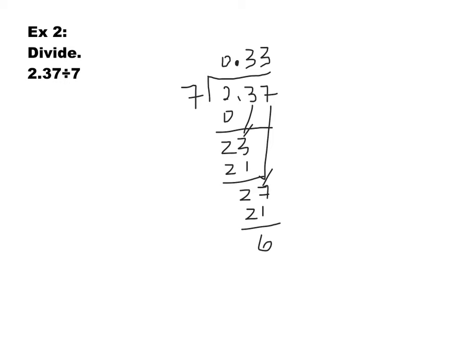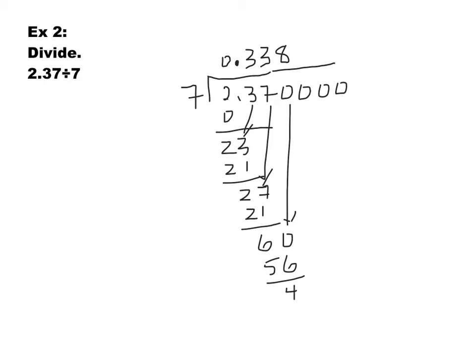Remember that you can add zeros after the decimal point without changing anything. So I can add as many zeros as I want here without changing anything. So now I can bring 6 down, 0 down. 60 divided by 7 is going to give me 8. 8 times 7 is 56. Then I get 4.